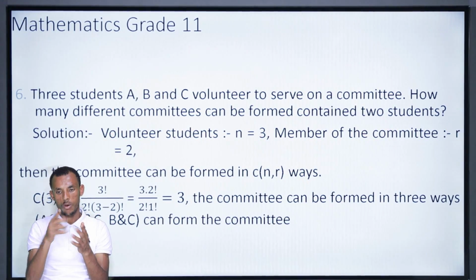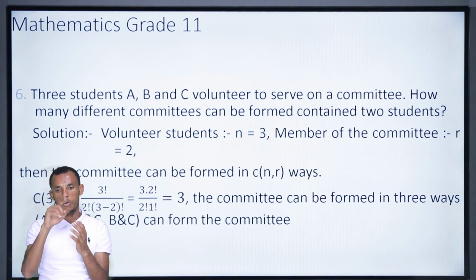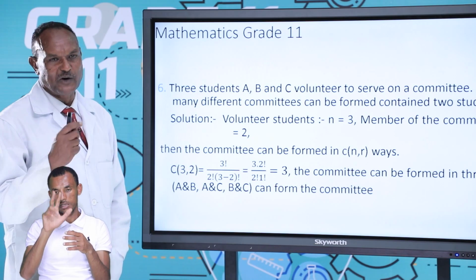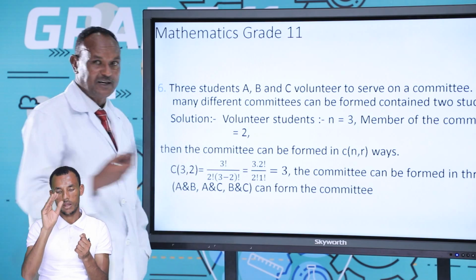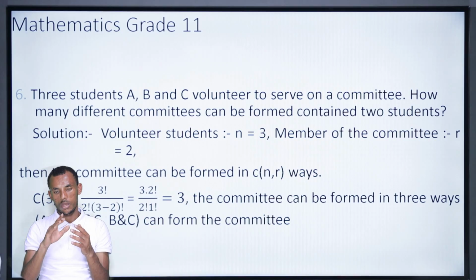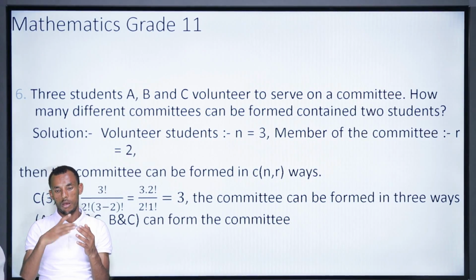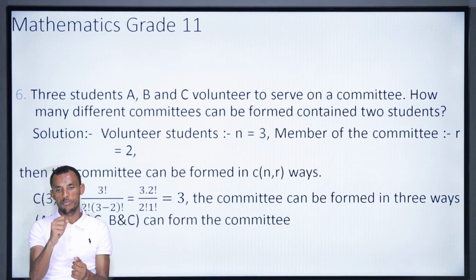When this is evaluated, you will have 3. What does it mean? You can form a committee with 2 members out of 3 in 3 different ways. A and B could be the members of the committee, or A and C, or B and C.